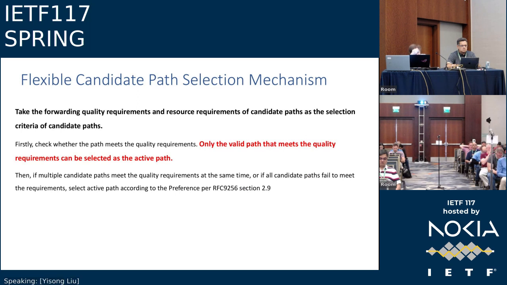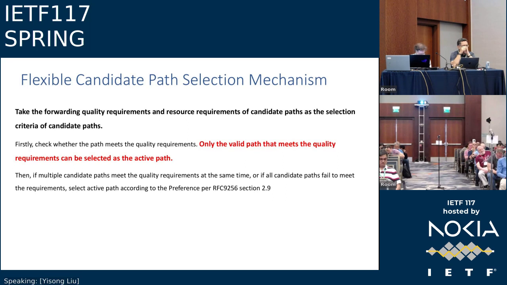So in this draft, we want to consider a mechanism for flexible candidate path selection. We take the forwarding quality requirements and the resource requirements of the candidate path as the selection criteria. Firstly, we check whether the path meets the quality requirements. Only a valid path that meets the quality requirements can be selected as the active path.